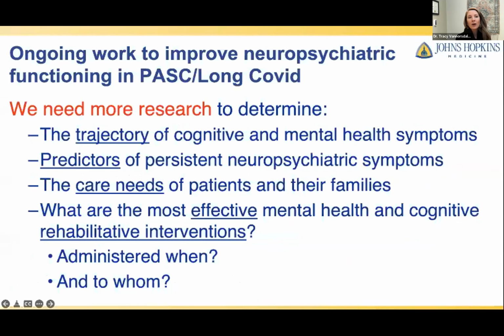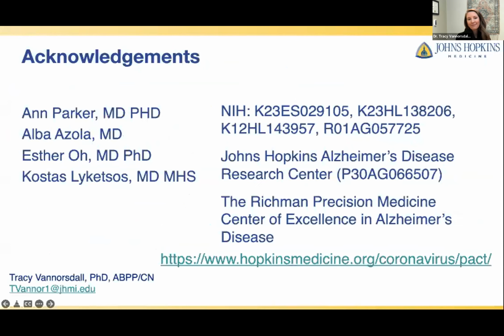And so just to summarize, moving forward, we're going to be looking more at the trajectory of cognitive and mental health symptoms, figuring out the predictors of those persistent issues, and better delineating the care needs of patients and their families so that we can most effectively intervene and provide cognitive rehab interventions at the right time to the right patients. And I will stop there.